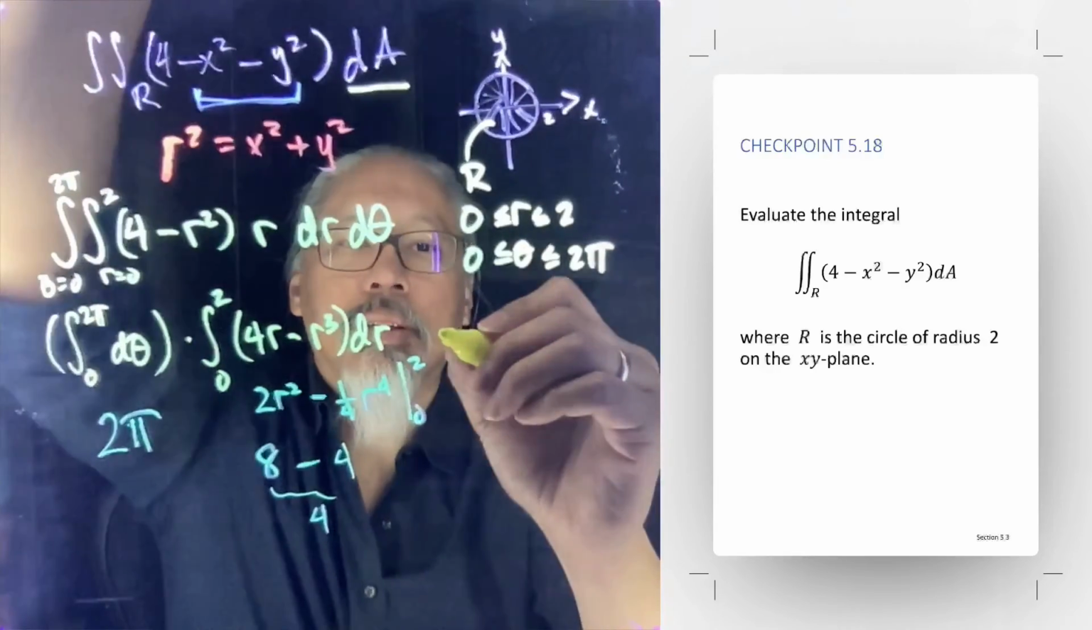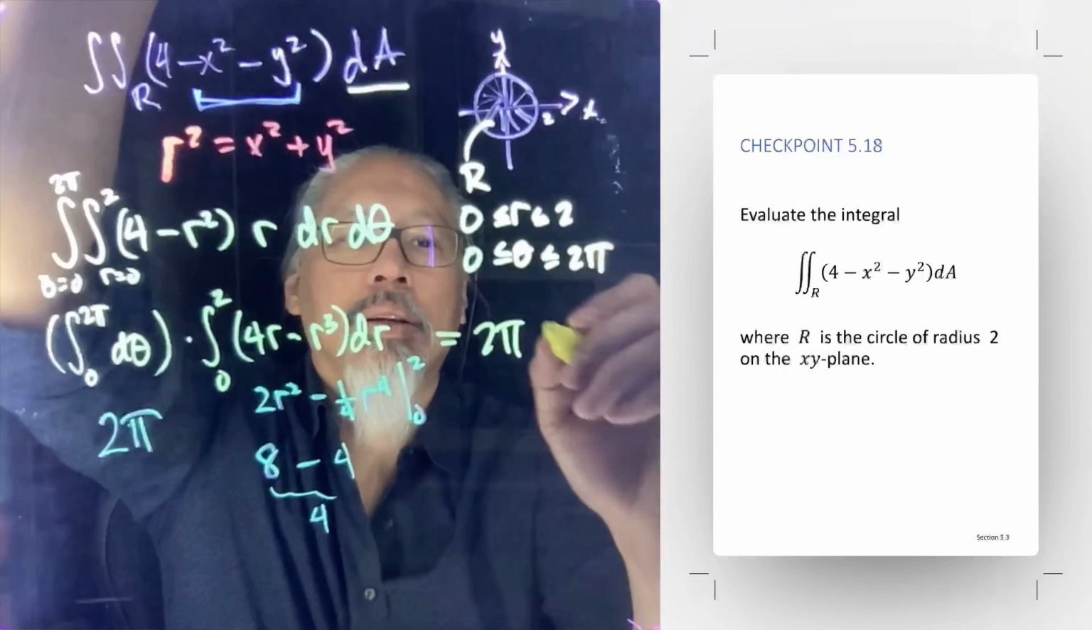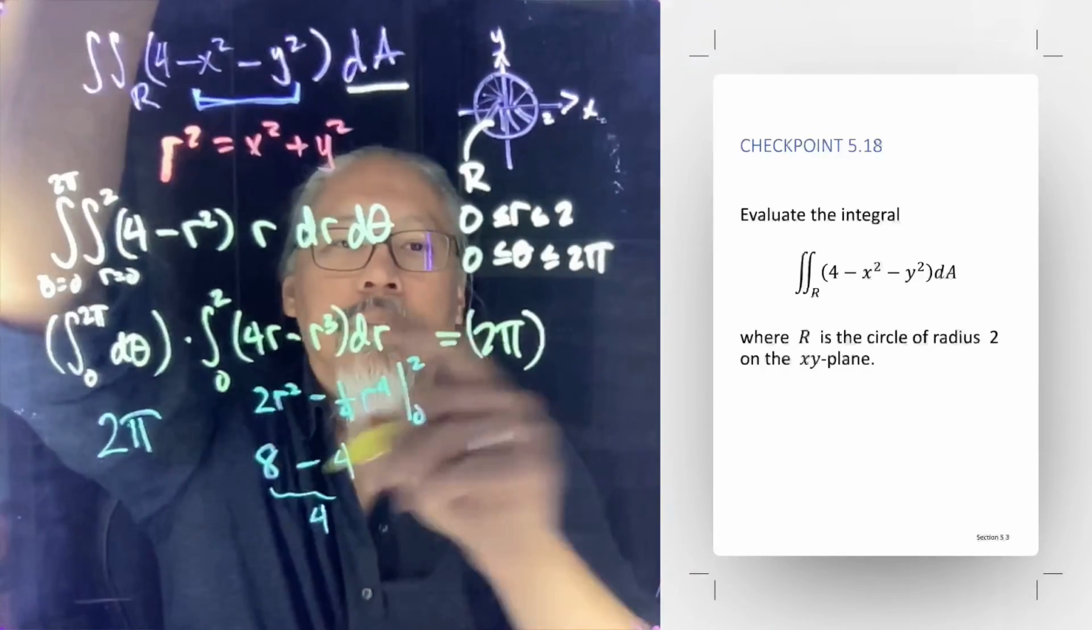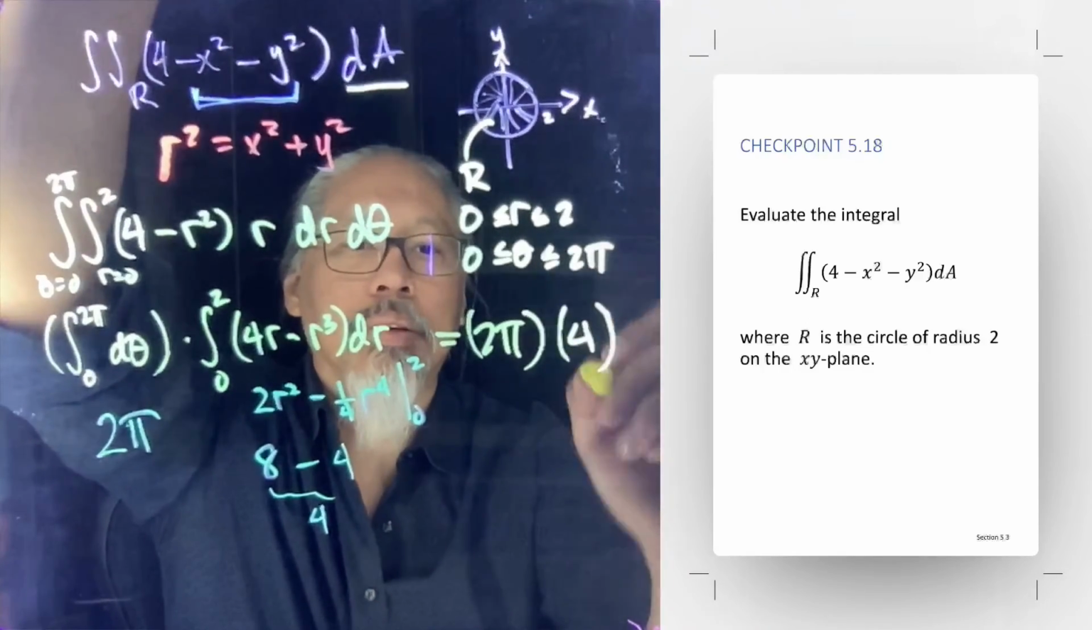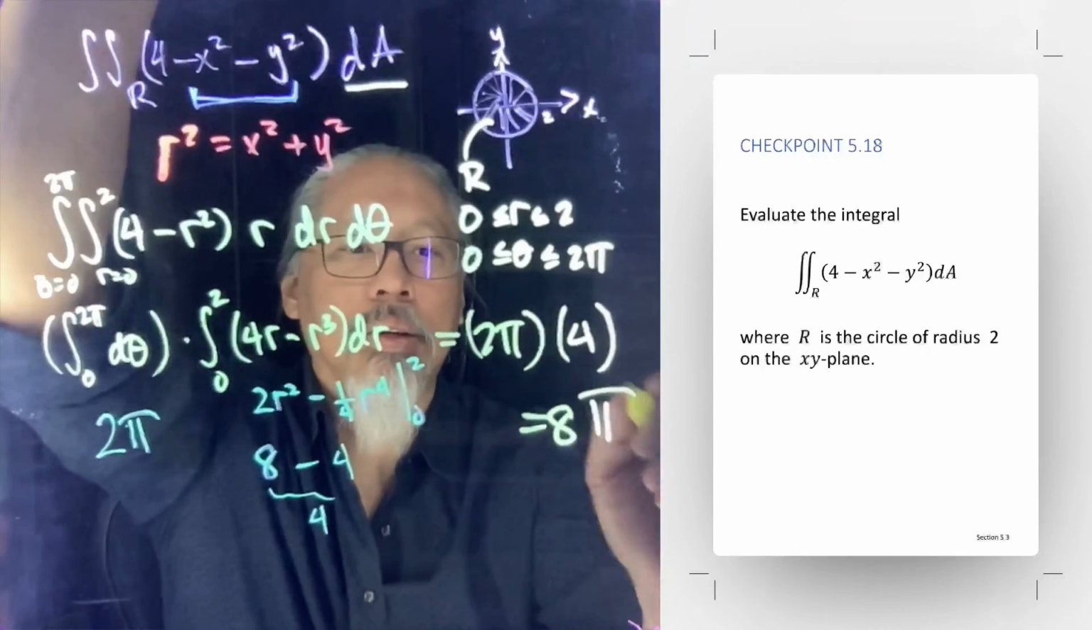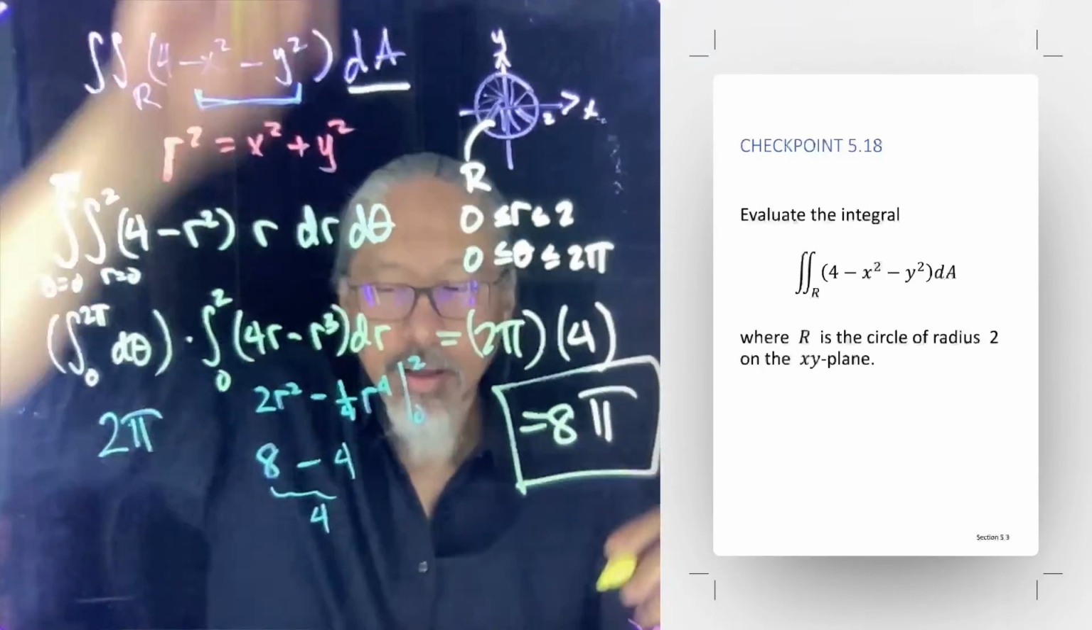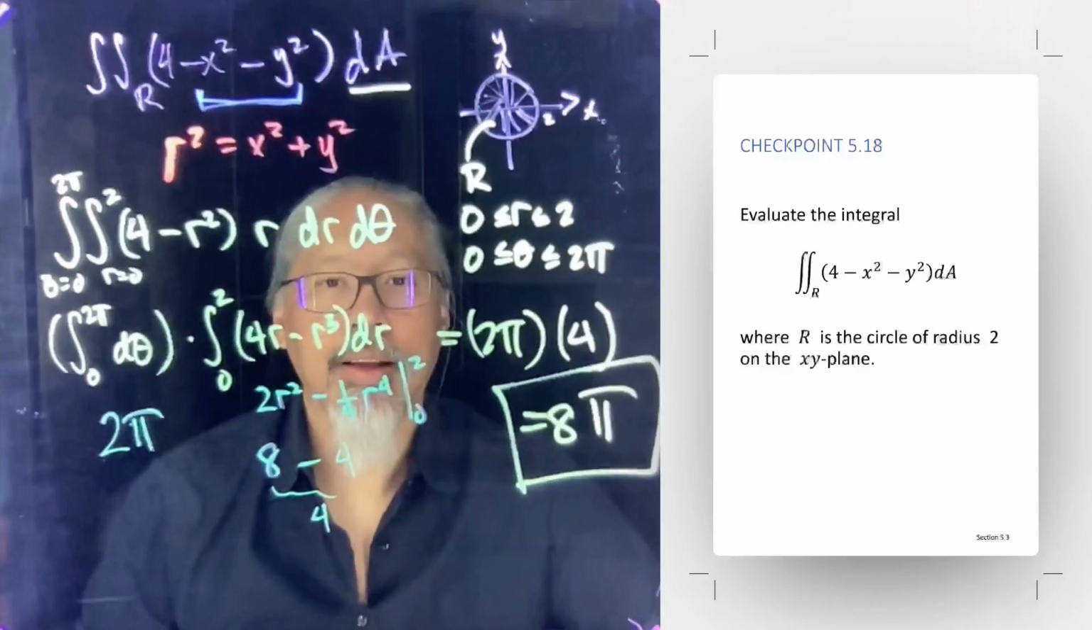And then we have 2 pi times 4. So our result will be 2 pi for the first integral, 4 for the second integral, and then we have 8 pi. And that's it. I hope that helps.